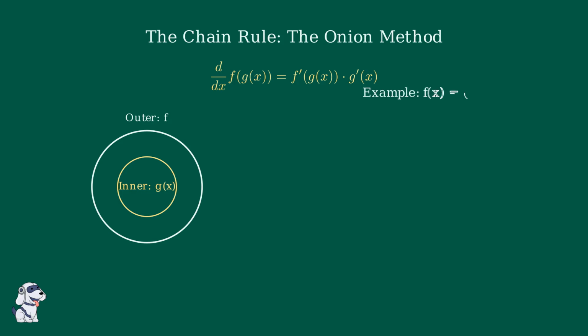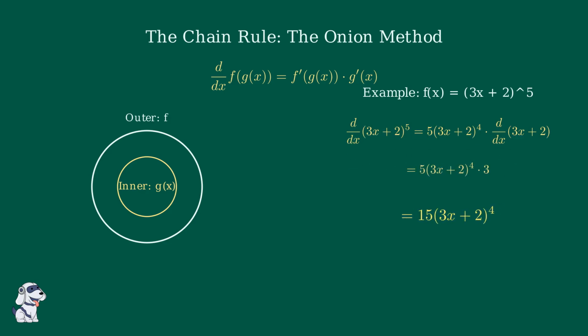Let's apply this to the function (3x + 2) to the fifth. We treat the power of 5 as the outer layer. Bring the 5 down and subtract 1 from the exponent, keeping the inside exactly the same. Now we multiply by the derivative of the inside, which is 3. Simplifying this gives us 15 times (3x + 2) to the fourth. This is the power of the onion method. Peel back the layers, multiply the inner rate of change, and you have successfully applied the chain rule.